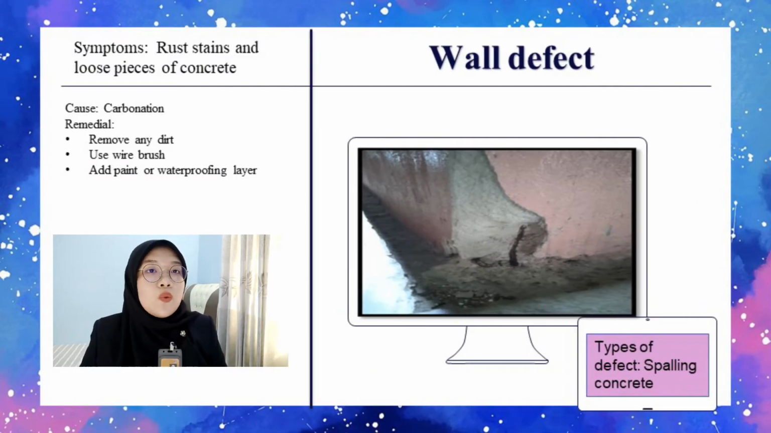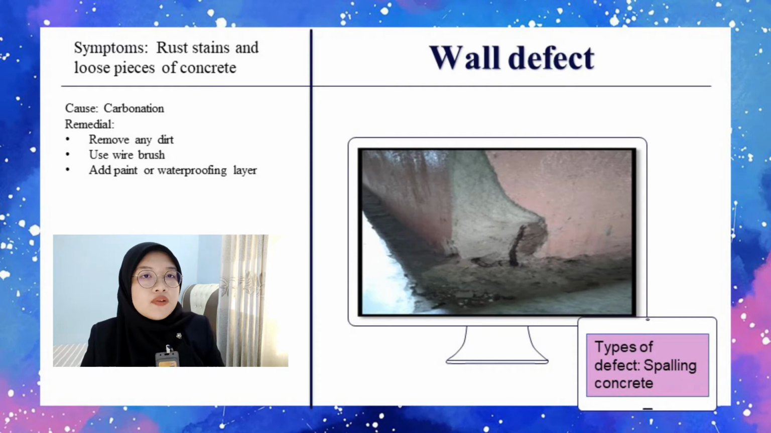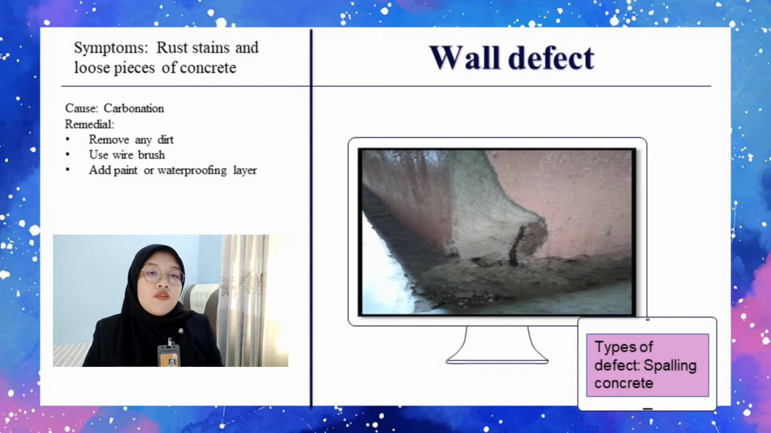Next defect, which is wall defect, where there is falling concrete that occurred in the building corridor of block 3. There are rust stains on the surface of the wall, rough and crumbling texture, and loose pieces of concrete or fractures along with some parts falling off. The steel reinforcing bars are resulting in fractures and bulge. This defect happened because of carbonation.